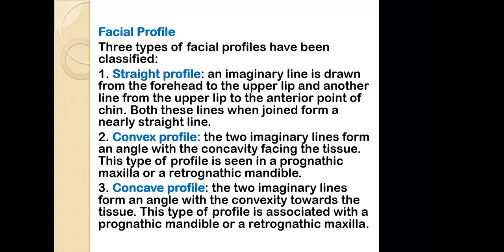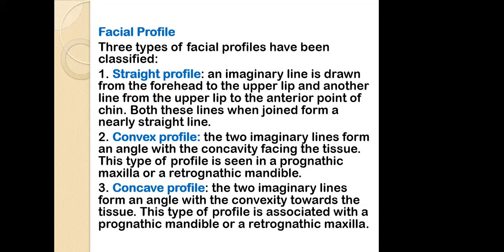Again, 3 types. Straight profile. How do you arrive at this? An imaginary line is drawn from the forehead to the upper lip, and another line from the upper lip to the anterior point of the chin. Those 2 lines intersect, and then they give you that profile.